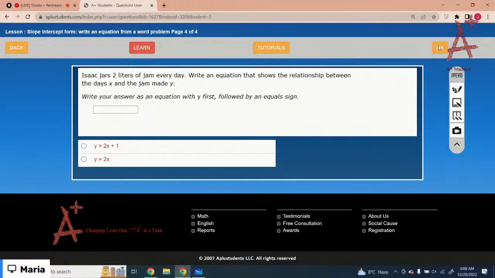Okay, Isaac jars 2 liters of jam every day. Write an equation that shows the relationship between the days x and the jam y. So each day he can make 2 liters of jam. Got it? That means on day 1 he can make 2 times 1.